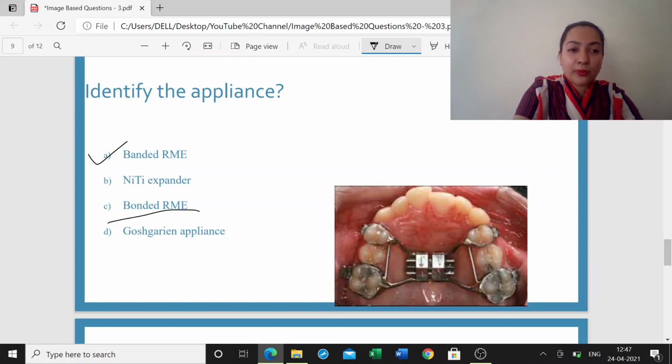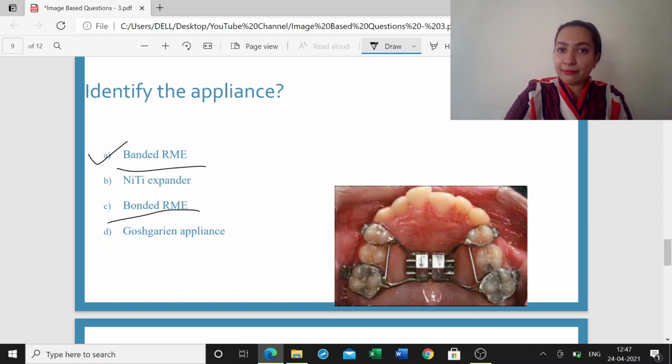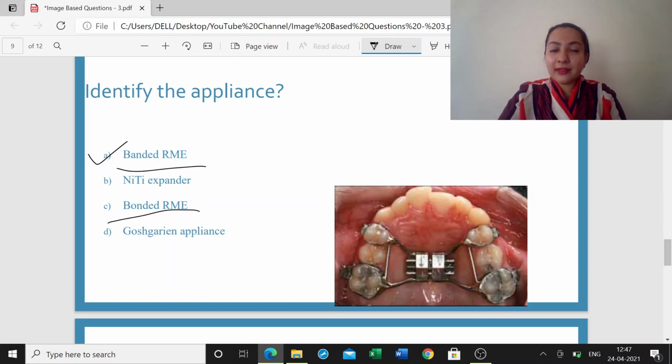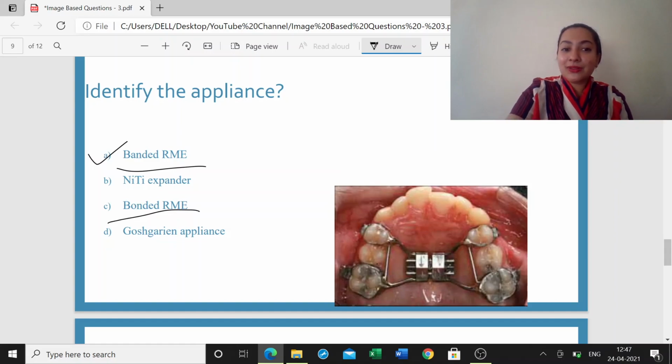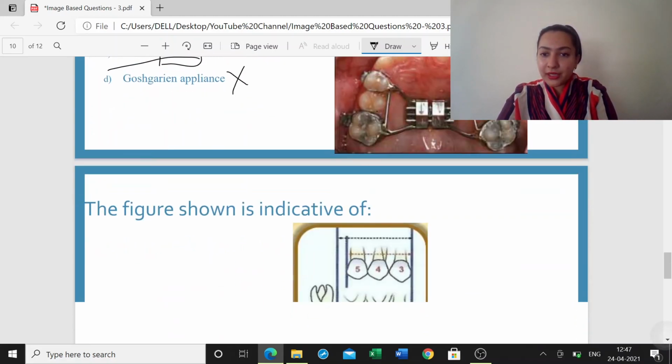Next option B is Nitanium expanders. Nitanium expanders are nickel titanium expanders which are used to bring about expansion of the upper jaw. Okay, but this assembly is a classic banded RME. Last option is Goshgarian appliance. No, it is not a Goshgarian appliance. TPA is your Goshgarian appliance. So this is how you rule out Goshgarian appliance. No. Next, Nitanium expander. No. So basically you should know that this is an RME. So whether it is banded or bonded, clearly this is a banded RME. Right? Moving on.